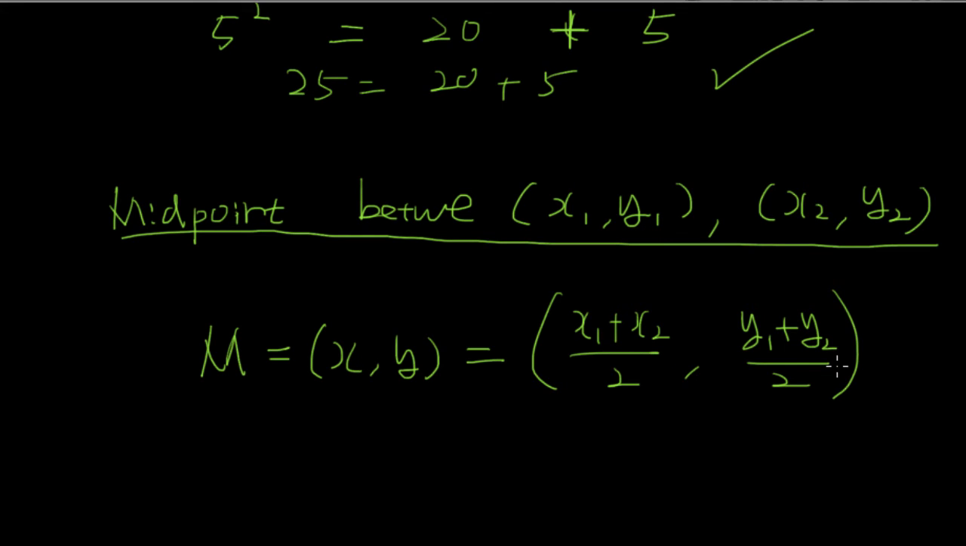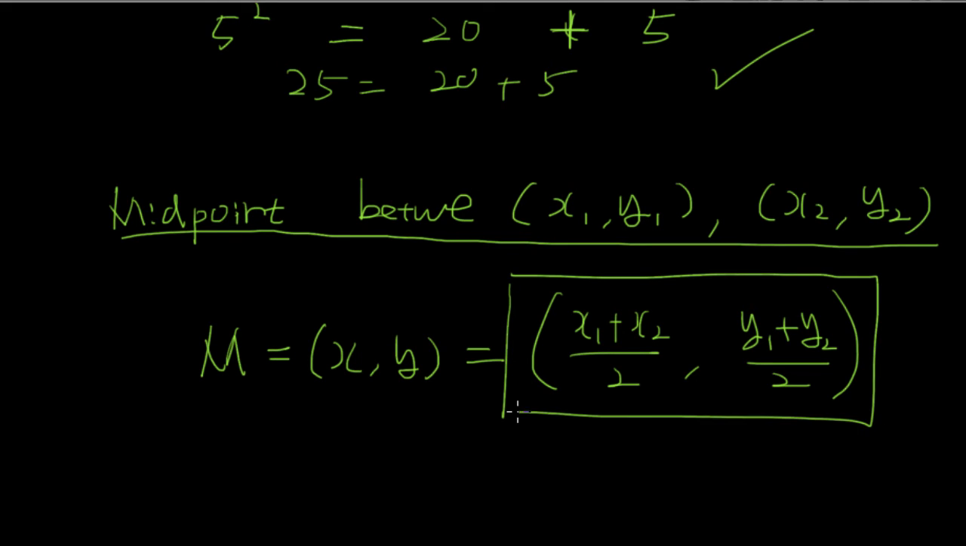So what does that really mean? That means you just add these two x values and divide by 2 to find the half. I mean, that kind of makes sense, right? And you add these two y values and divide by 2. So that's the midpoint formula. I mean, how hard can it be?